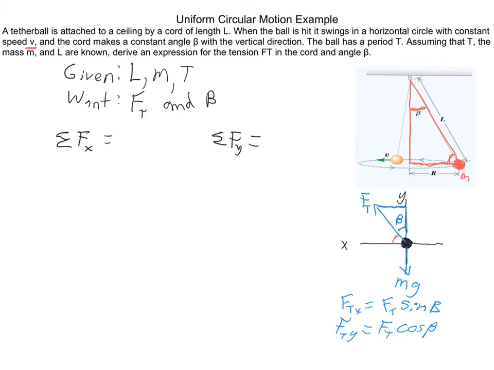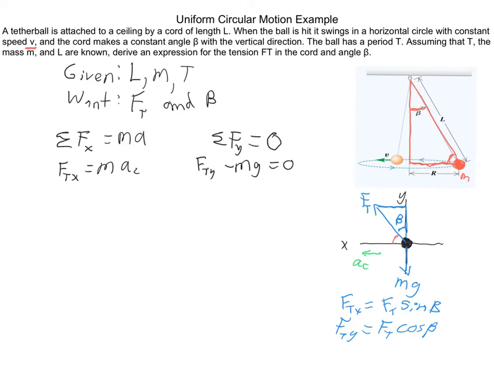Now if we come back to the sum of our forces, in the x direction we're going to have a net inward acceleration, which is our centripetal acceleration since it's uniform circular motion. So the sum of the forces is just Ftx, and that equals m times the centripetal acceleration. In the y direction, it's not accelerating or moving up and down at all, so the net force is going to be equal to 0. So in the y direction we have Fty minus mg equals 0.